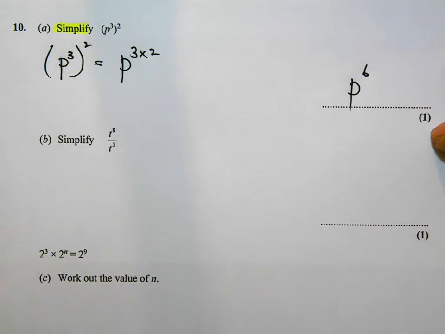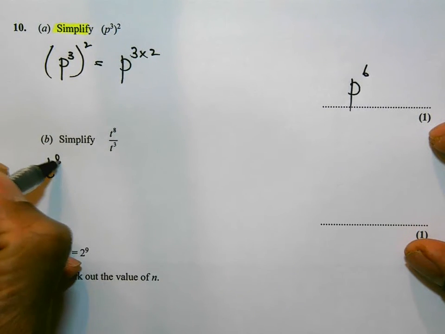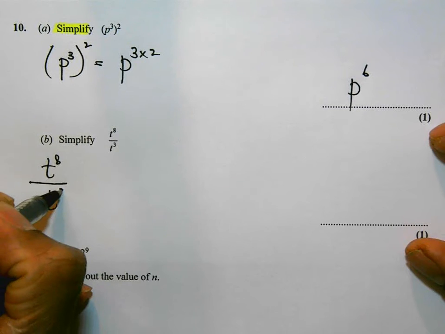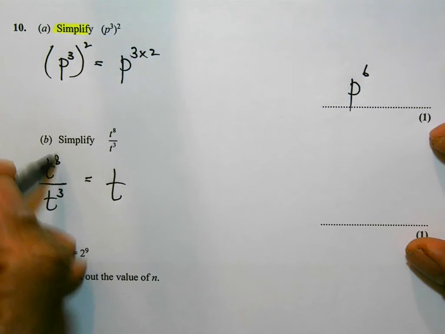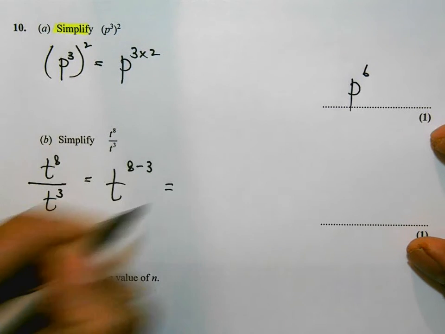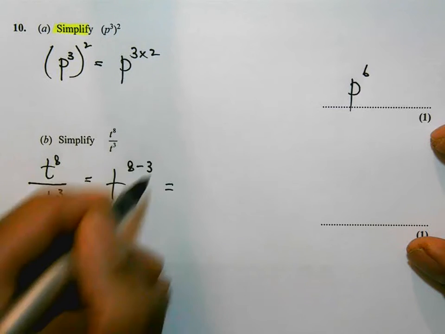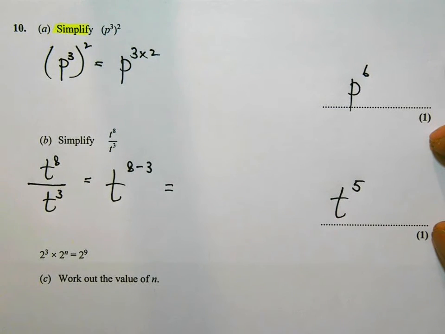Let's look at part B. We have t to the power of 8 divided by t to the power of 3. The bases are the same, t, so we should know that when we're dividing, we subtract the powers. So that's going to be t to the power of 8, take away 3, which is t to the power of 5. Make sure you are able to do that, and you can do it clearly, getting full marks in it. Okay, let's look at part C.